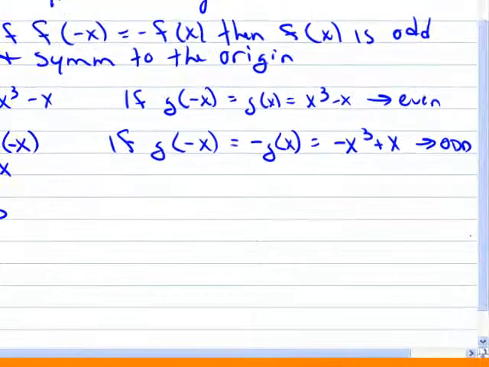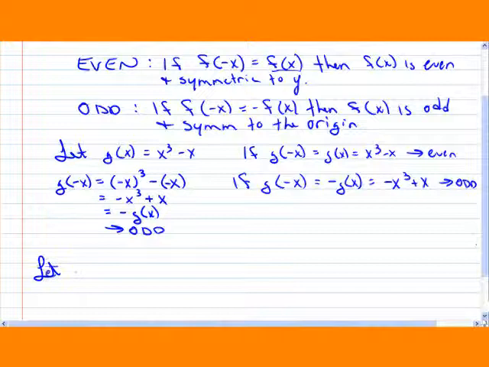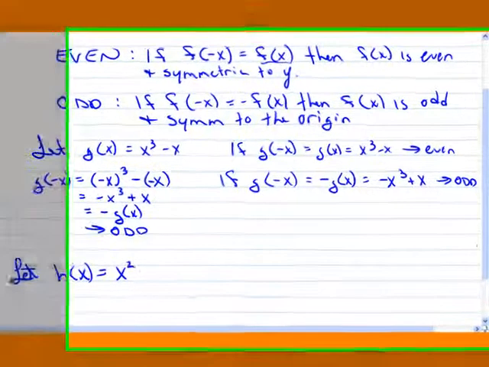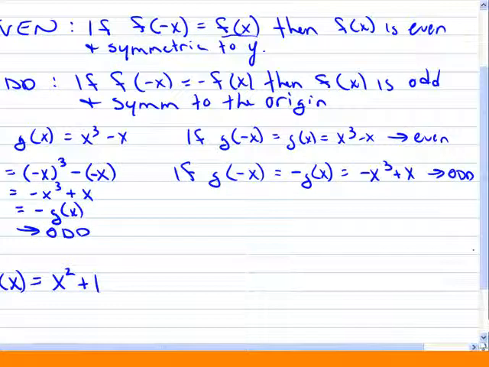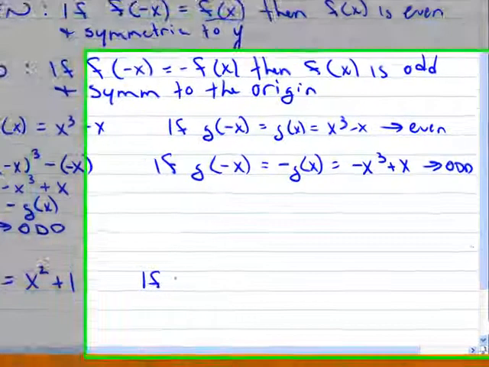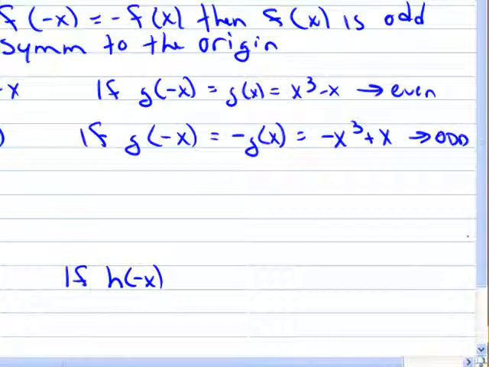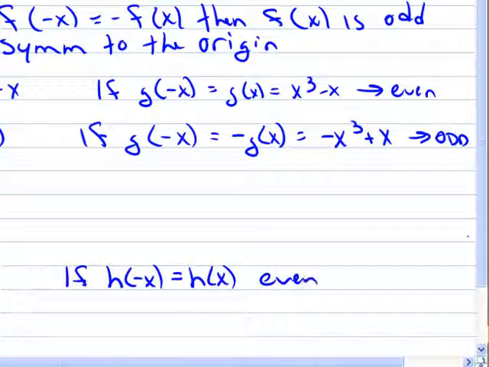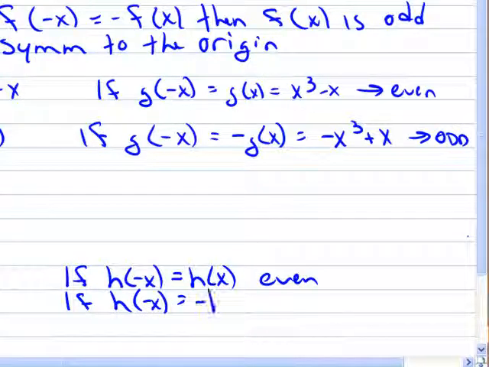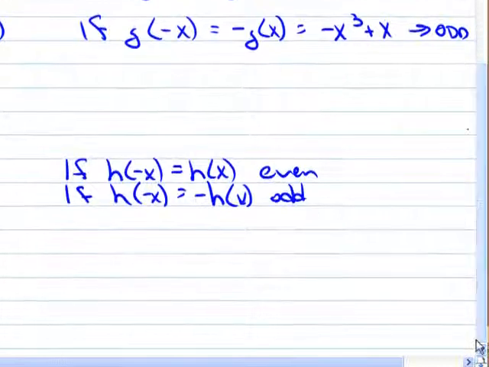Let's take some function h of x. Let's imagine that it is x squared plus 1. If I plug a negative x in there and I get h of x back, it's even. If I plug negative x in there and I get the opposite of h of x, it's odd.